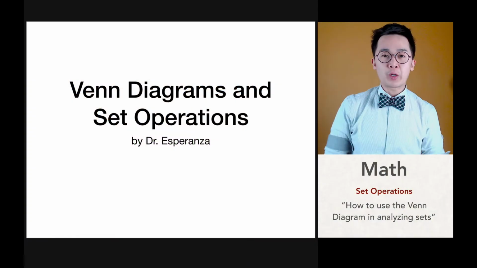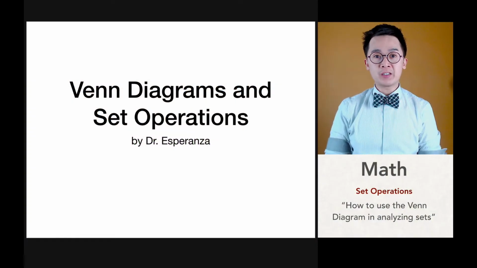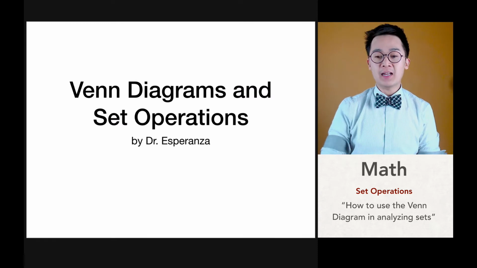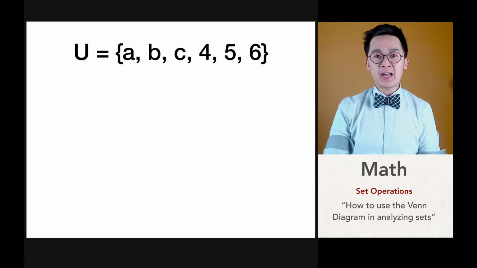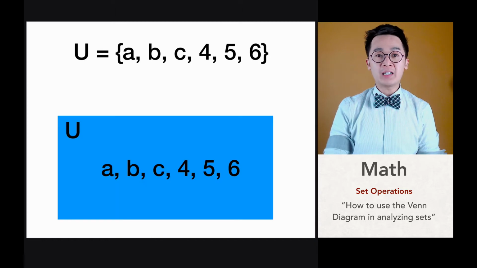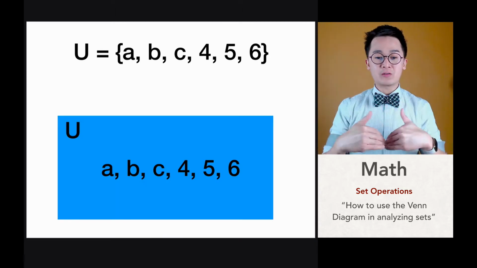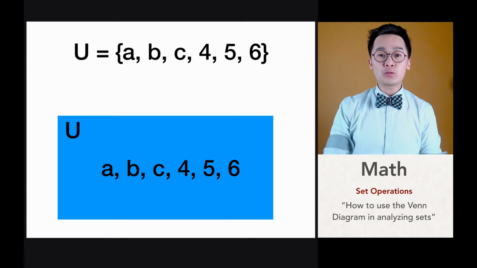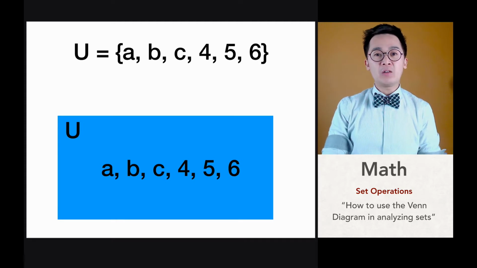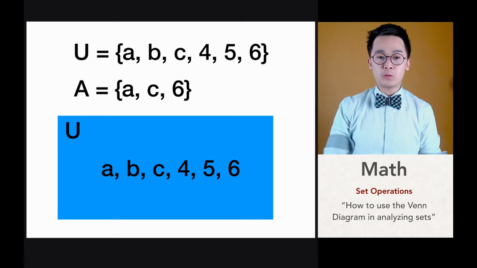Hello everyone, today we're going to be working on set operations and how to understand the Venn diagram. Now let's say we have set U, which is our union set, and it's composed of A, B, C, and 4, 5, 6. So we can draw a diagram enclosed inside a rectangle like this, and this will be our union set.